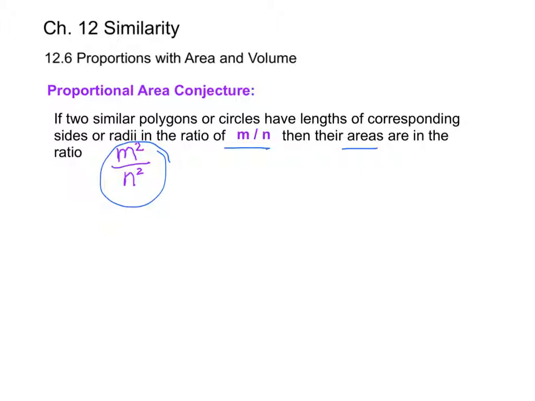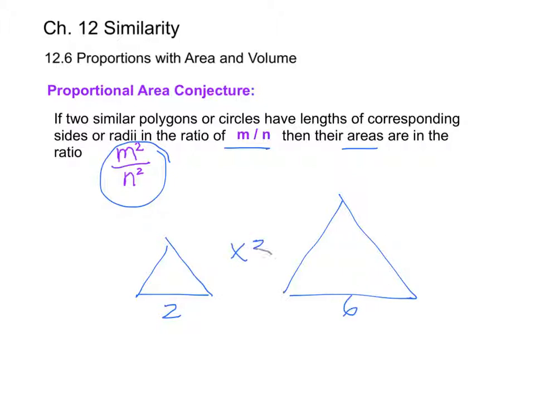So essentially, say we have a triangle here and a triangle here, and the sides of this triangle are 2, and the sides of this triangle are 6. So we know that the factor is 3, so it's a ratio of 1 to 3. Then their areas are going to be in the ratio 1 squared over 3 squared, or 1 to 9. So if we were to find the areas of these triangles, their ratios would end up being 1 to 9.